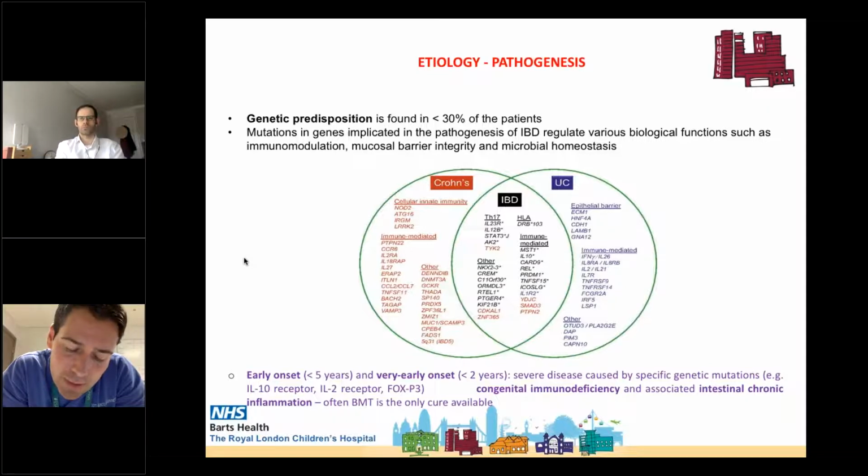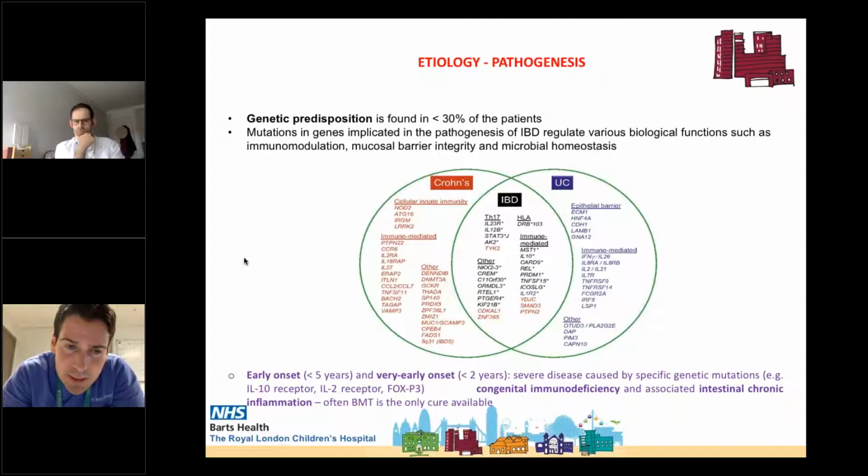However, the tricky element of this is that if you look at the total number of patients, these genetic variants or mutations will only explain less than 1/3 of your patients. So 2/3 of them, you probably won't be able to find any genetic predisposing mutations or variant that would explain why they develop inflammatory bowel disease. Of the genes we have identified, of those we know do play a role in IBD, the majority play a role in biological functions that include immunomodulation, mucosal barrier integrity, and microbial homeostasis.